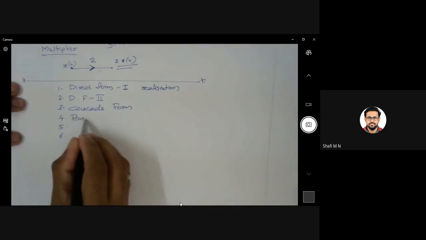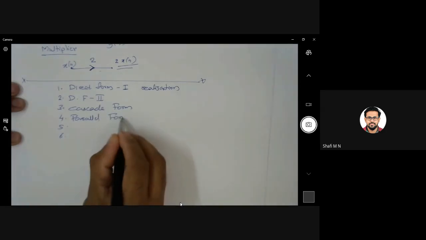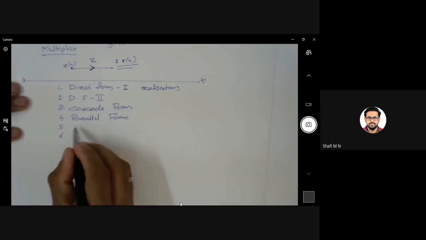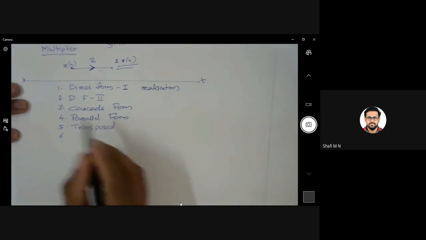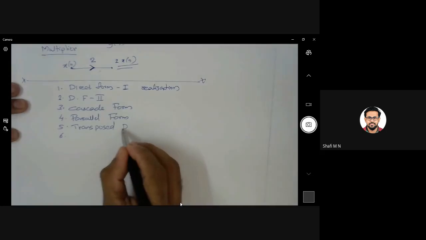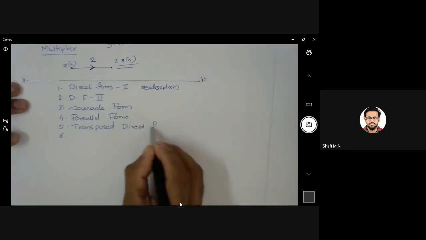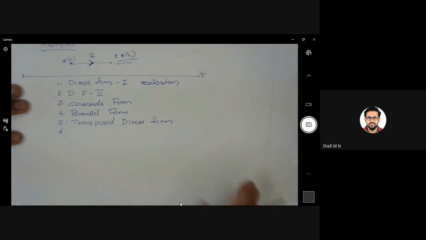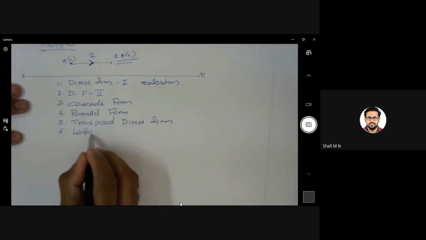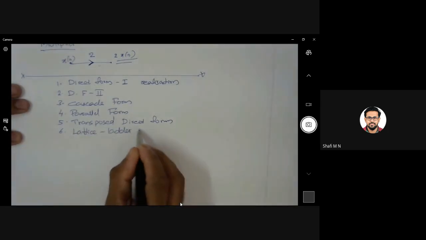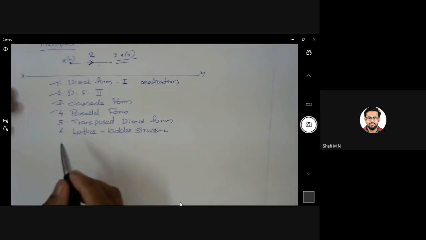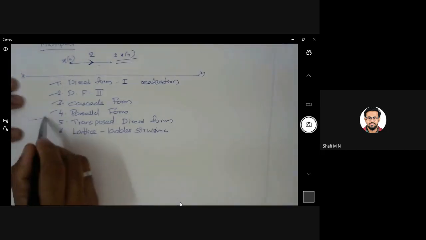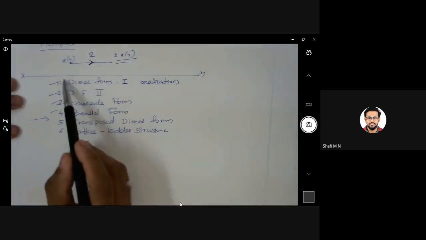Then you have a parallel form. And fifth one is a transposed structure. That is actually related to direct form, so that can be named as transposed direct form structure. And the last one is lattice ladder structure. And these 4 are very important because I'm talking in sense of your exam. It can be asked to solve or to realize a particular filter in all these four methods.